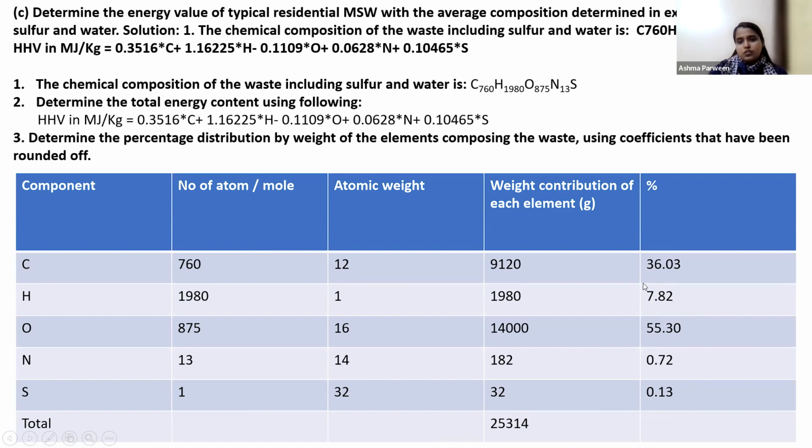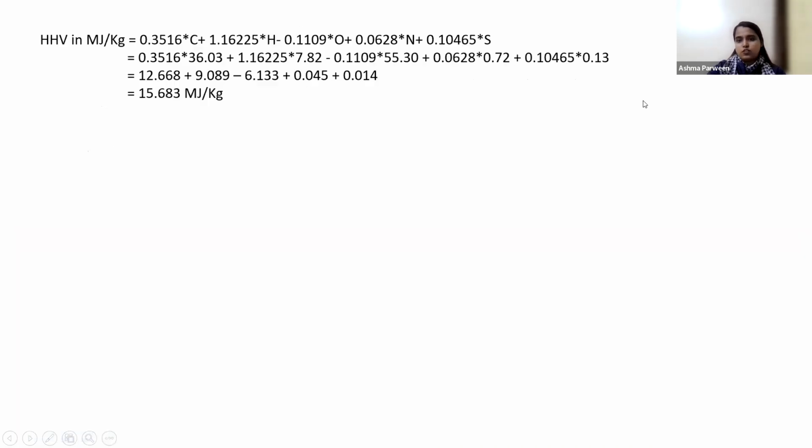After getting the percentages of hydrogen, carbon, oxygen, nitrogen, and sulfur, we will put these percentages in this formula, that is 0.3561 into C, plus the hydrogen, oxygen, nitrogen, and sulfur terms, and we will get the high heating value in megajoule per kg. We just have to put the percentages here, and we will get the answer as 15.683 megajoule per kg. So am I clear? Does anyone have any doubt in this question?